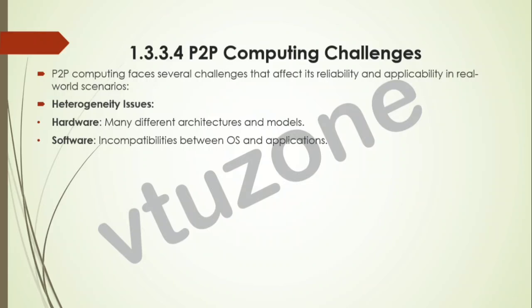Then software incompatibilities between operating systems and applications. That is, peers may run different operating systems and apps that don't always work well with each other. Then networks, diverse protocols and connection types, means different peers use different types of internet connections and network rules, making communication tricky.